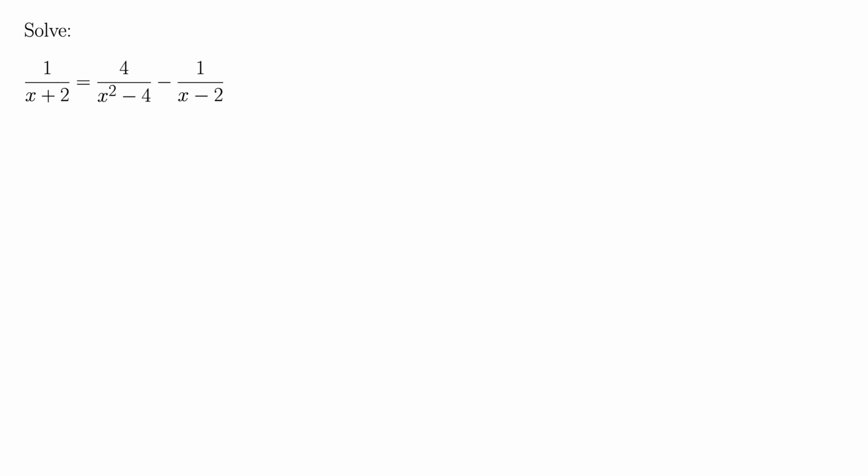In this example, we want to solve 1 over x plus 2 equals 4 over x squared minus 4 minus 1 over x minus 2. And we will see that this one actually doesn't have a solution. So let's take a look at how that's possible. Let's bring up the steps on solving these rational equations.